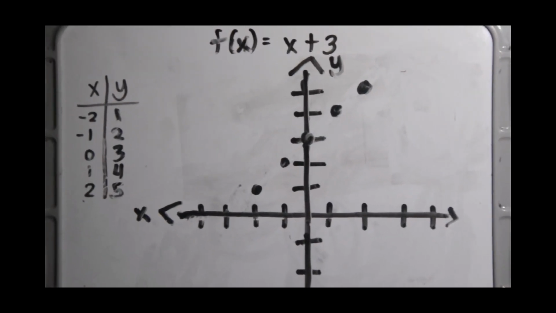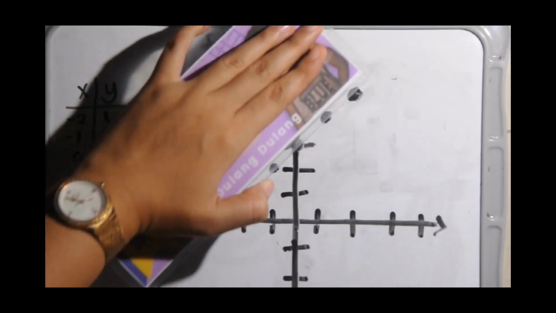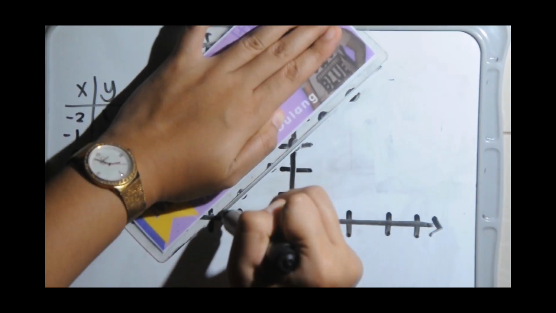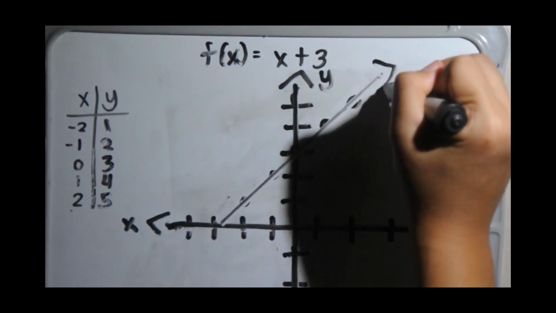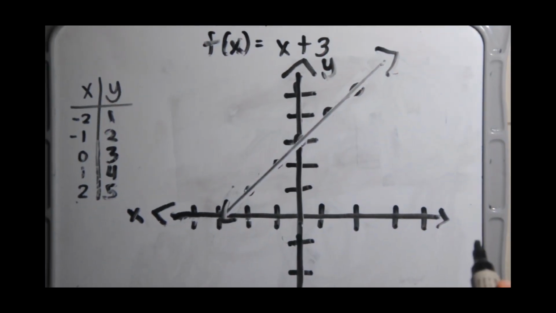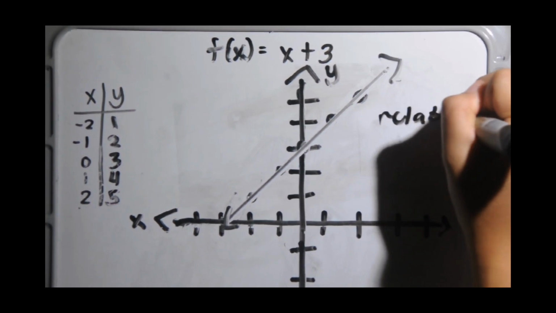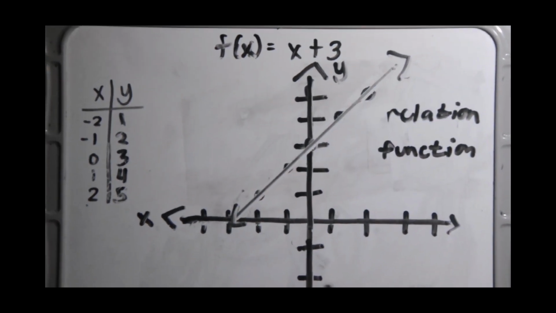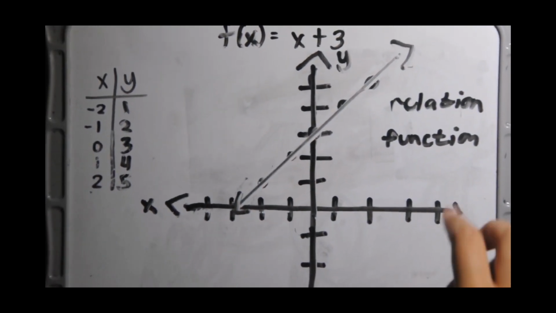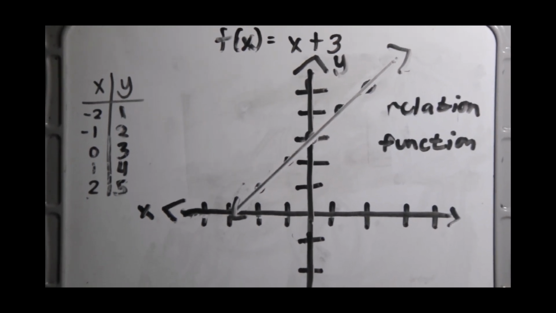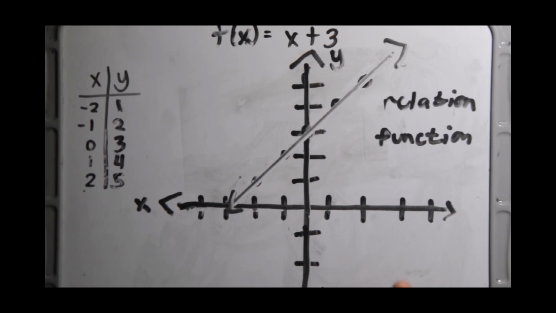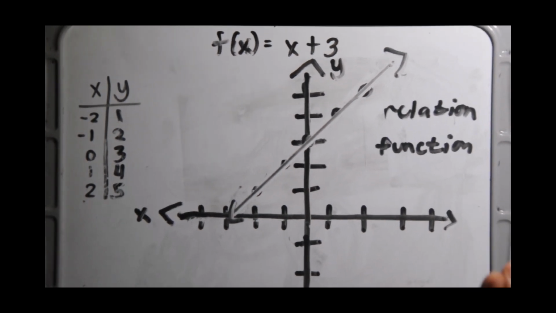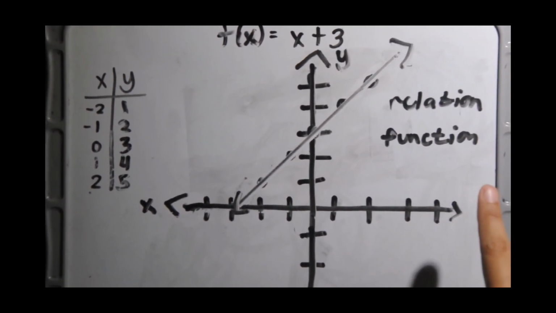Now that we are done plotting each of the x and y values, let us proceed in lining these plot points. So as you can see, this is a relation and it is also a function, because every function is a relation, but not all relations are functions. Why is it a function? Because it satisfies the two conditions: first, all elements of the domain must be used, and second, each element of the domain is assigned a unique output. That is why it is a function and it is also a relation.